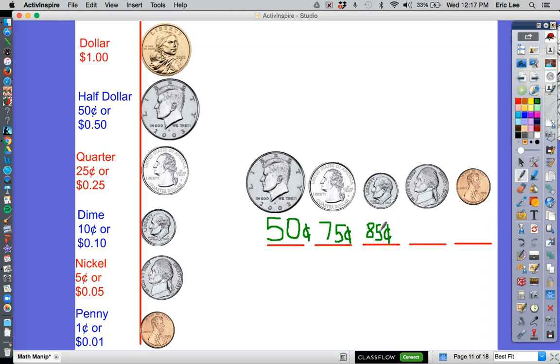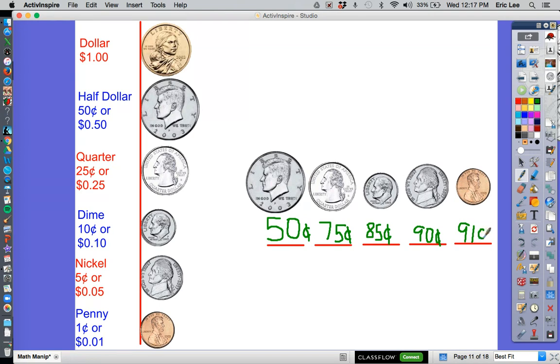85 cents. So now I'm going to add my next greatest coin. My next greatest coin is my nickel. That's worth 5 cents. So 85 cents plus 5, 85 plus 5 is 90. So I know now I'm at 90 cents. And then that last coin, it's going to be a penny today. That's only worth 1 cent. So 90 plus 1, 91 cents, people. That's how much money we have here.